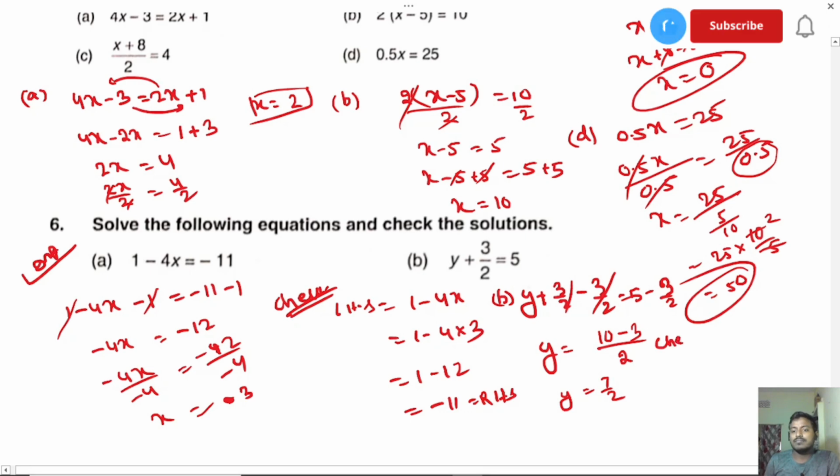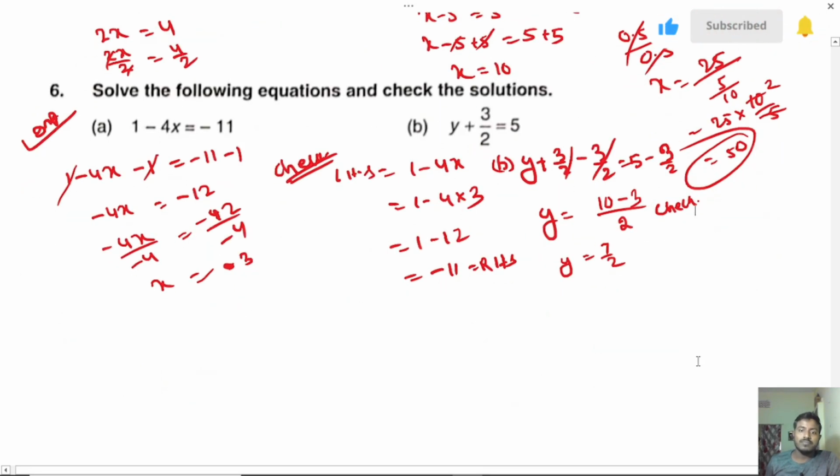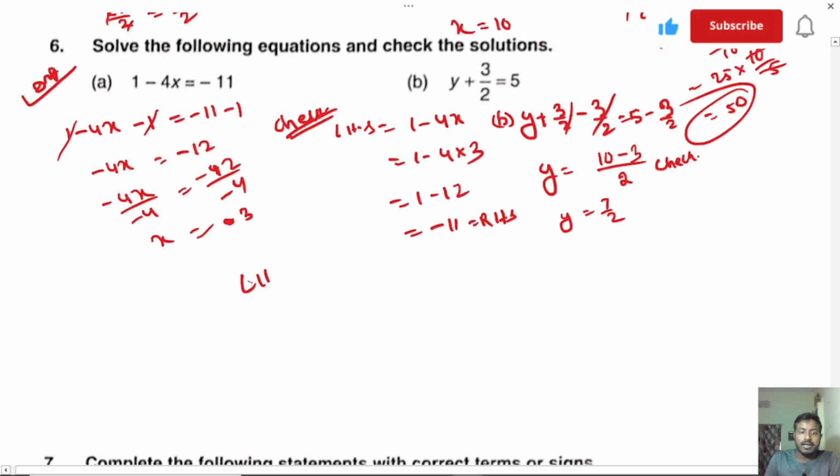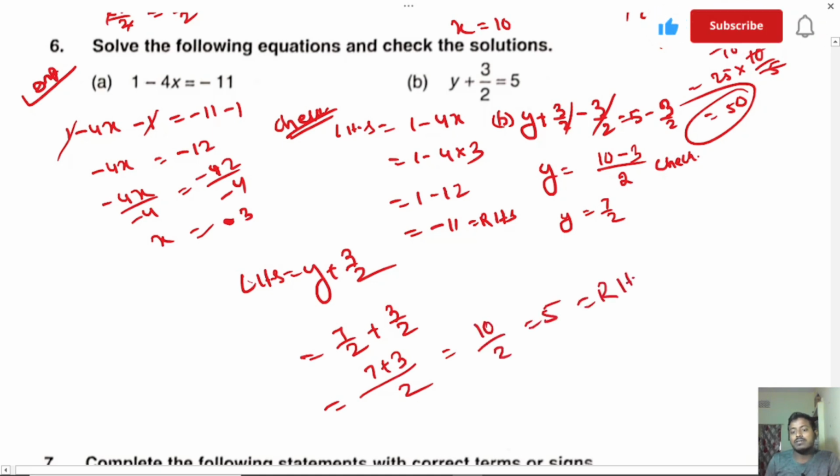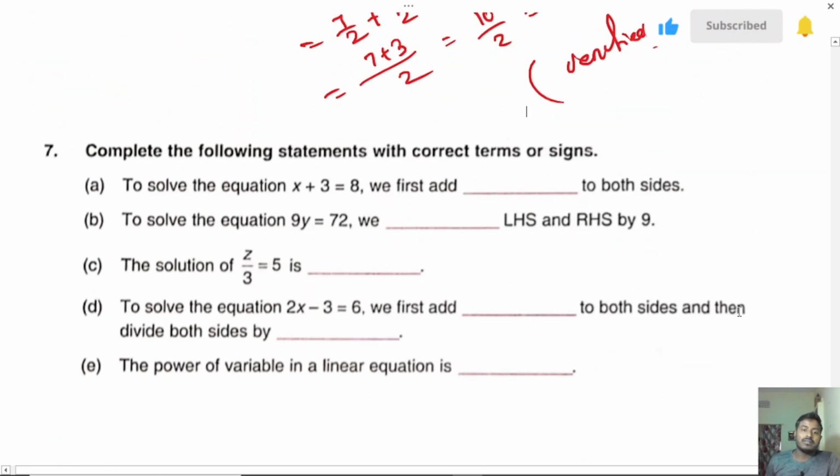Now check. LHS equal to y plus 3 by 2, 7 by 2 plus 3 by 2. LCM is 2, the same, so only add the numerators. 10 by 2, that is 5, equal to RHS. Clear? Next. And the last, complete the following statement with the correct terms or sign.